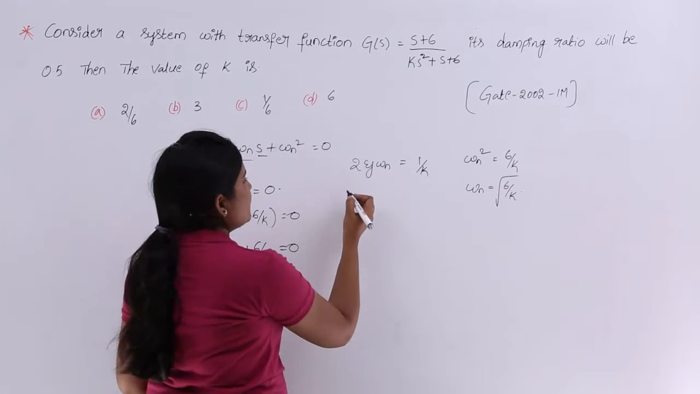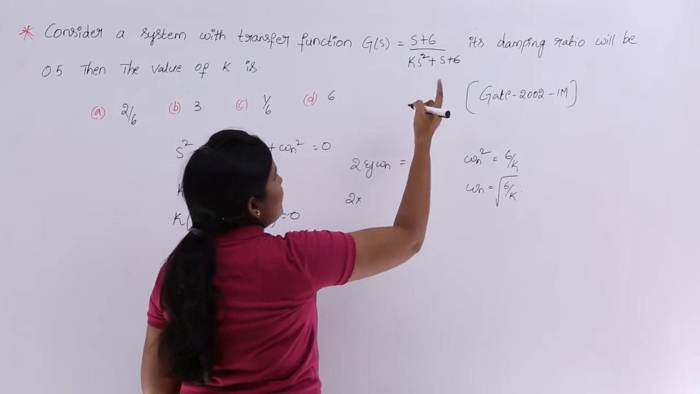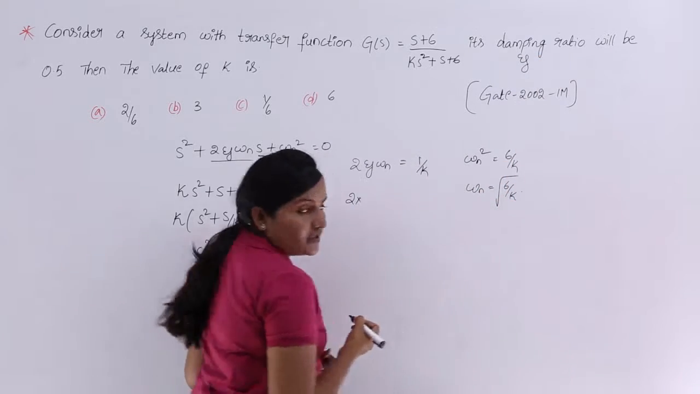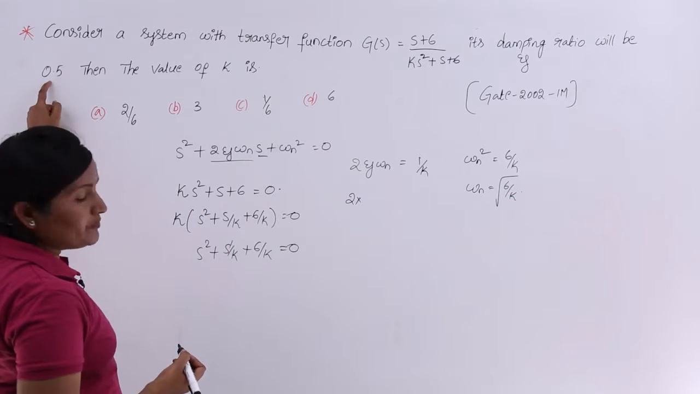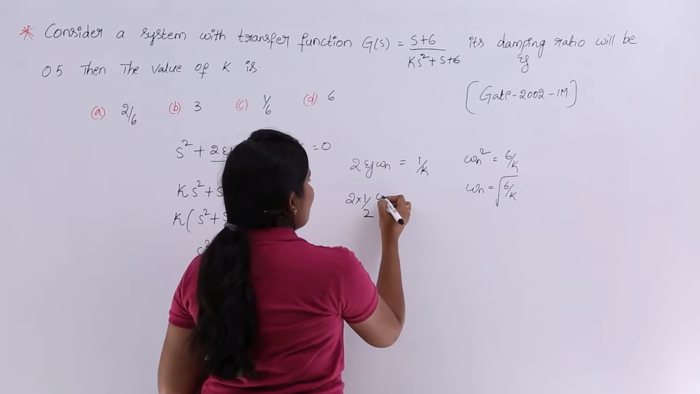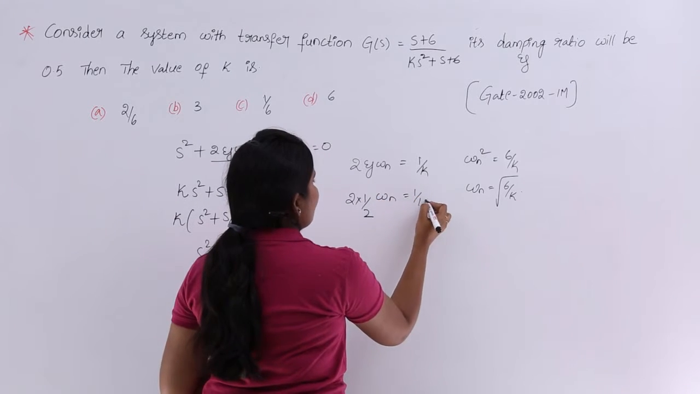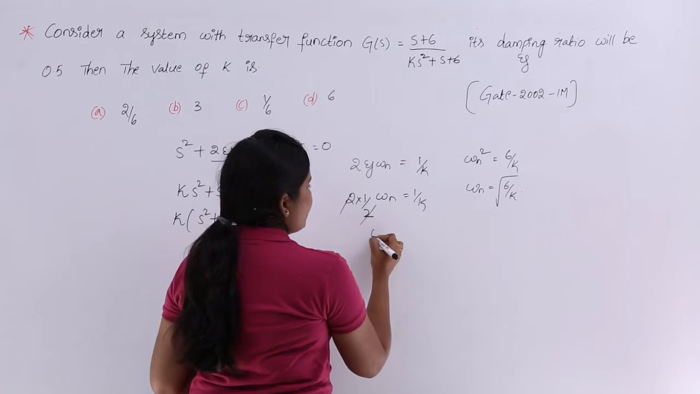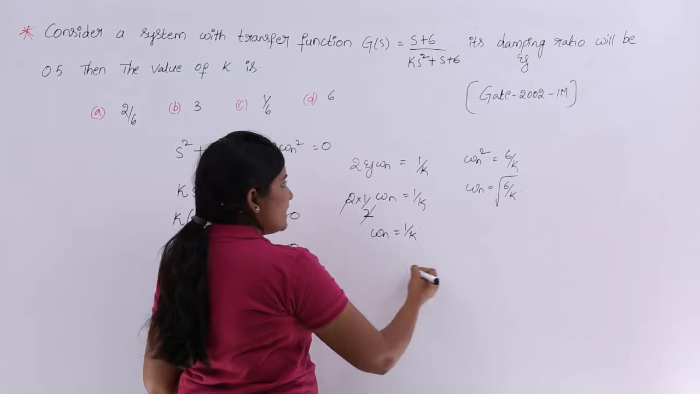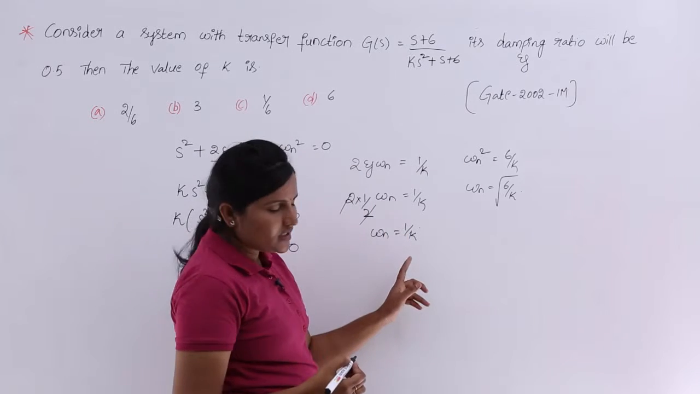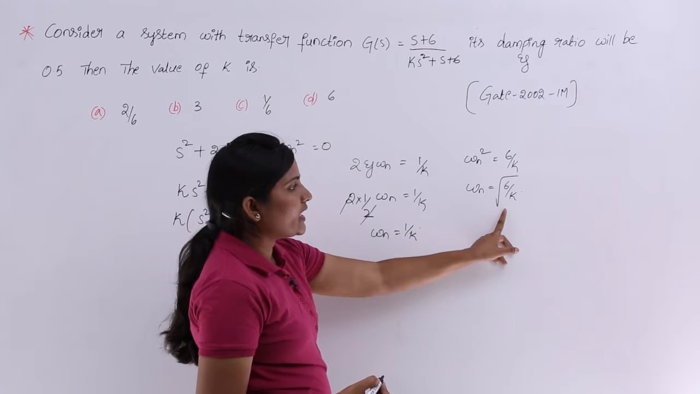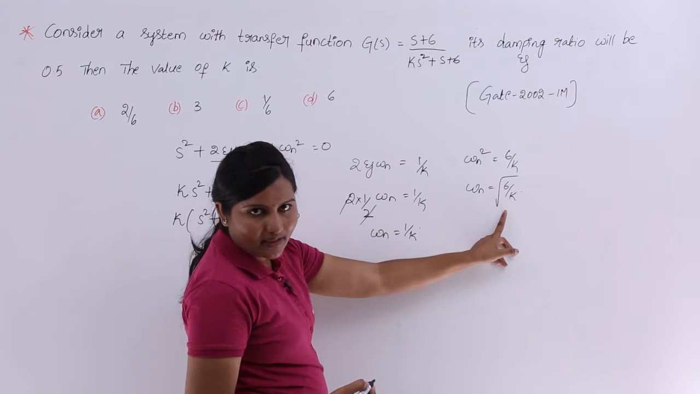Now, coming to 2 into zeta, the damping ratio is nothing but zeta. Zeta they gave as 0.5. So, 0.5 I can write as 1/2, times 2 omega n = 1/k. So the 1/2 and 2 cancel, and omega n = 1/k. By the comparison of s coefficients, I got omega n = 1/k. Here I got omega n = root of 6/k.